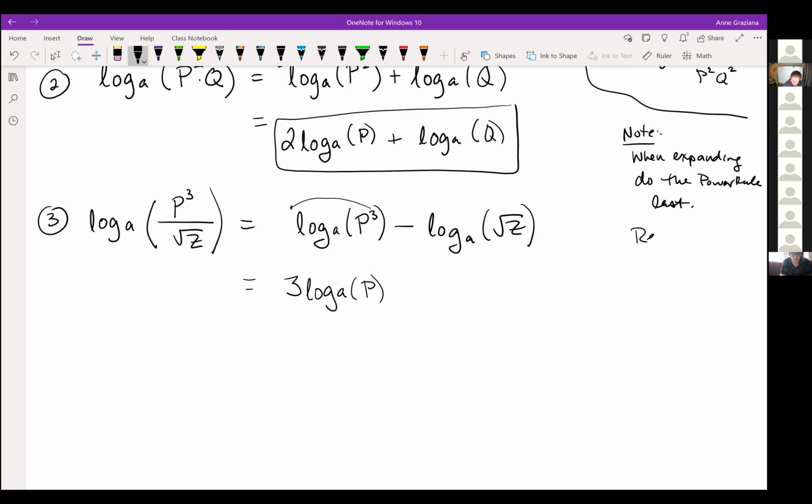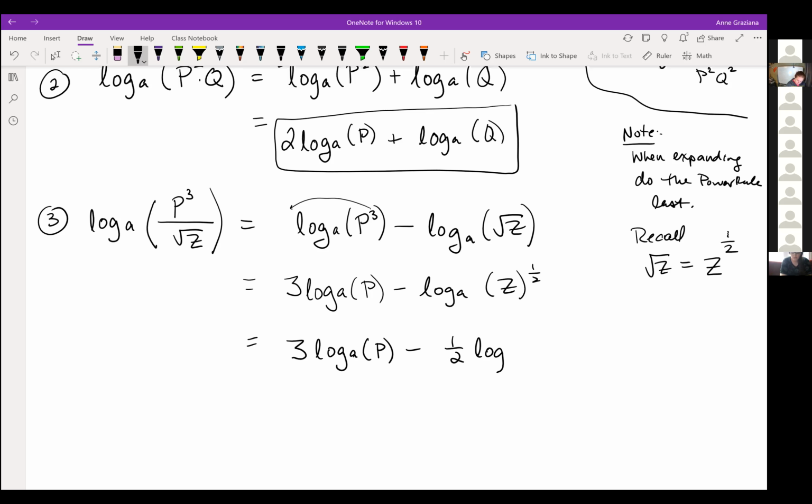You have to recall or remember, what is square root of Z with an exponent? Z to the 1/2. So this is really minus log base A of Z to the 1/2. So that means that we can bring that down. So 3 times log base A of P minus 1/2 log base A of Z. And that's as far as you can go. Any questions there?